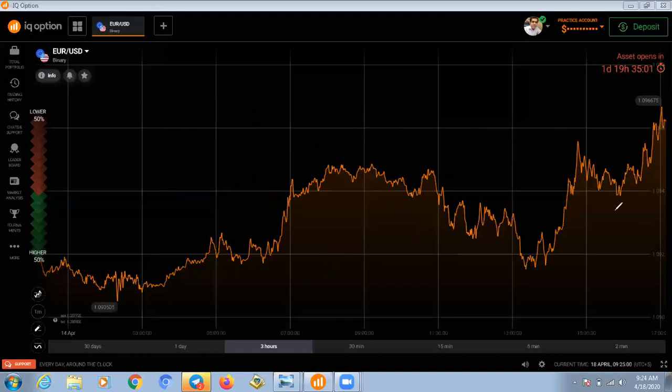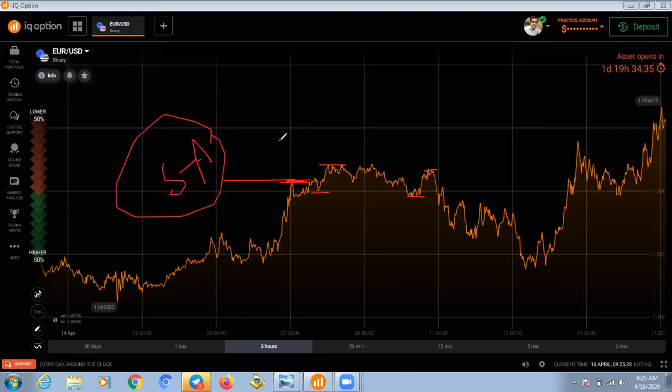How can we recognize where the sellers are and where the buyers are? These are the levels where we found the reaction. This reaction shows that whenever price comes to this level, it goes down. It means this is the area of the sellers.